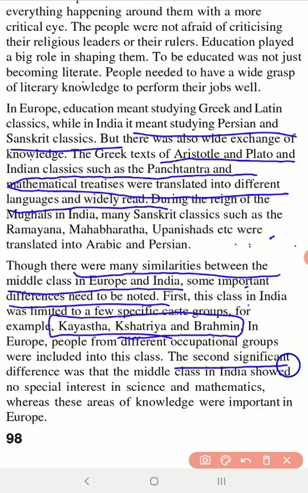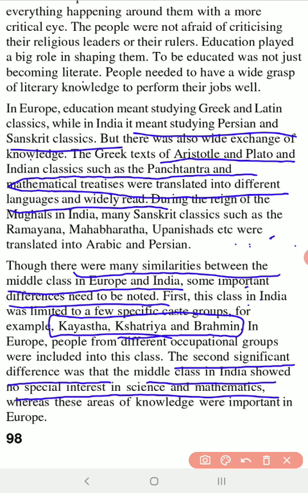The second important difference was that the middle class in India showed no special interest in science and mathematics. Unfortunately, the middle classes in India never gave any importance to science and mathematics, whereas in Europe it was the other way around. Most of the scientists were all from the middle class. They were all traveling everywhere.